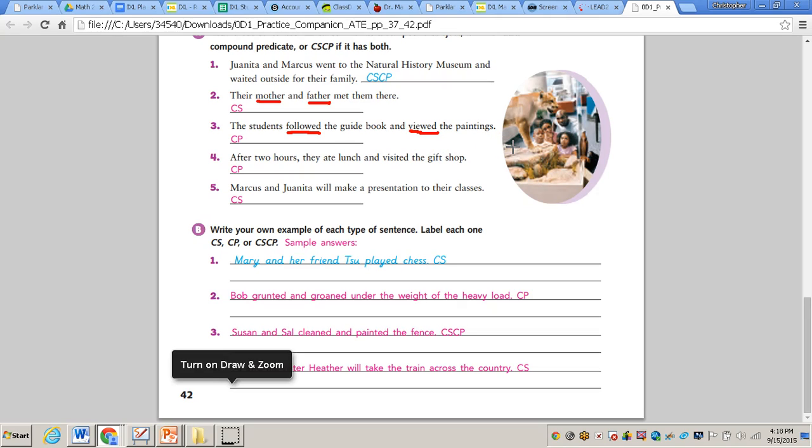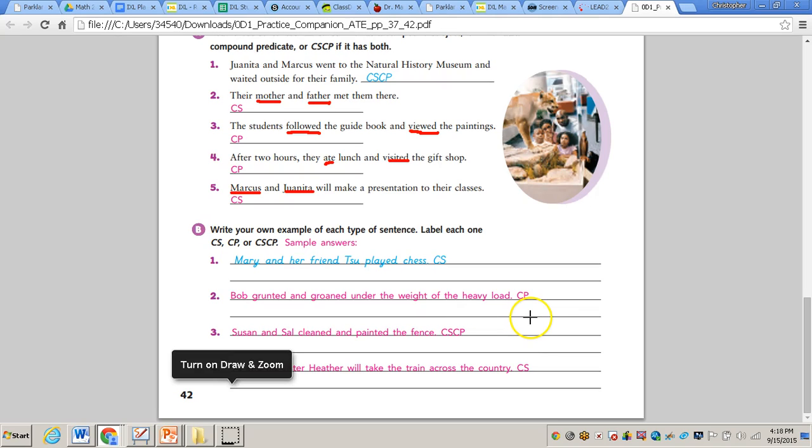Number 4, CP, after 2 hours they ate lunch and visited the gift shop. So ate and visited would be the compound predicate. Number 5, Marcus and Juanita will make a presentation to their class. So we have Marcus and Juanita for the compound subject. Now, I do understand that for numbers 1 through 4, you wrote your own sentences. Just make sure that you have compound subject, compound predicate, or CS and CP where you need to write them appropriately based upon the sentence that you created.